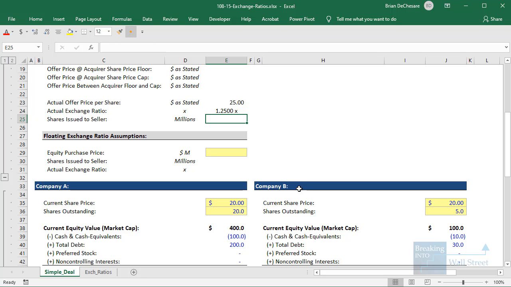And then based on that, we can figure out how many shares the buyer needs to issue to acquire the target here by taking the seller's current shares outstanding and then multiplying by this exchange ratio.